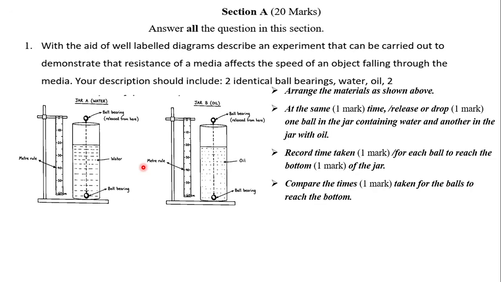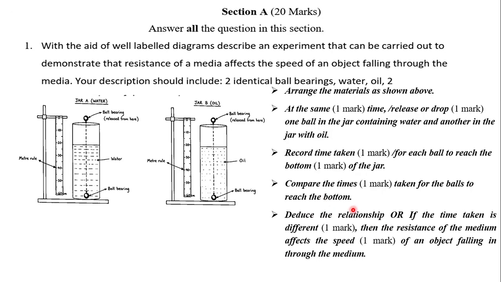So your observation is based on the time taken for each ball to reach the bottom. So compare the times taken for the balls to reach the bottom. Then you conclude by saying, if the time taken is different, then the resistance of the medium affects the speed of an object falling through the medium. Do not conclude by saying, it will be observed that the ball falling through water reaches the bottom first.